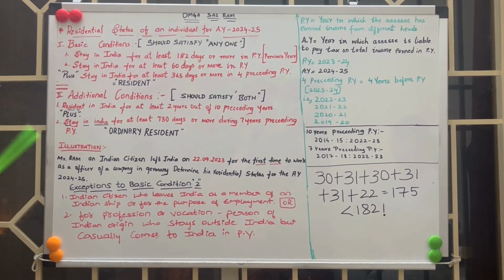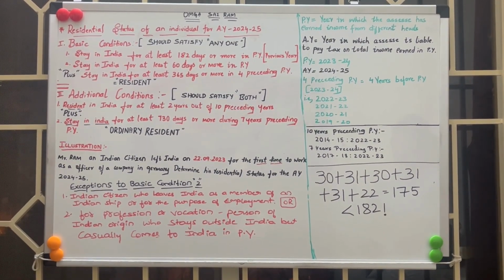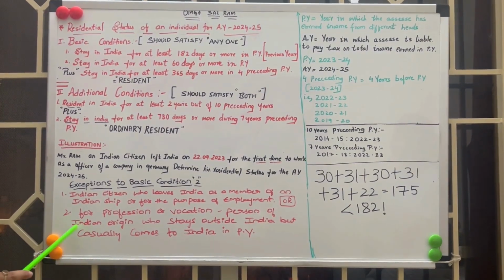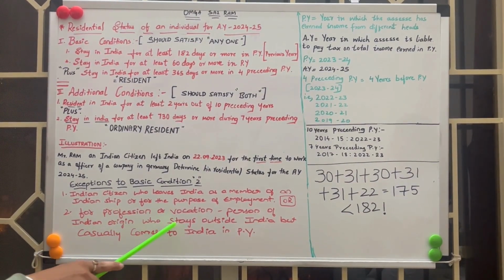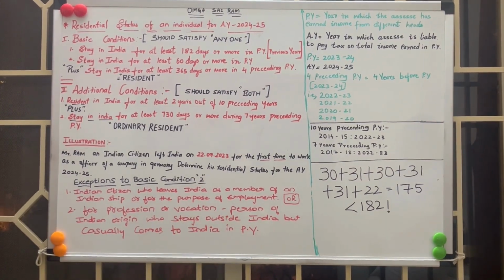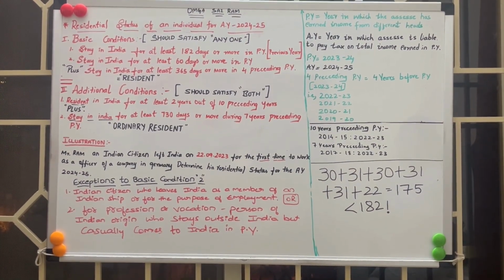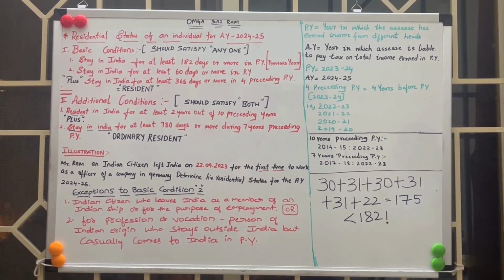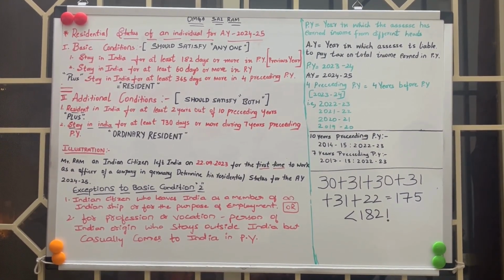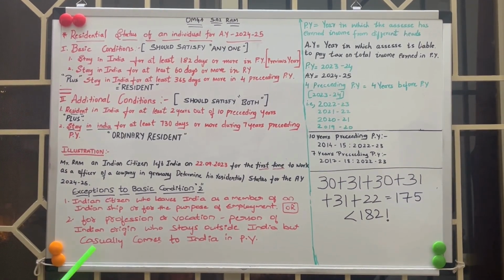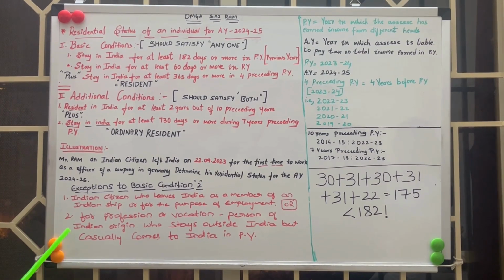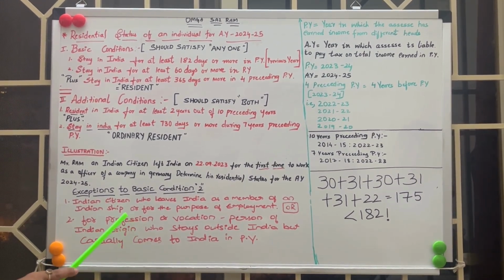Now there are other people to whom the second basic condition is not applicable. That is, if you are a person of Indian origin and you are staying outside India, that is, your grandparents or your ancestors are from India, but they moved out of India after a few years, and as a result you were born outside India and you are casually coming to India in the previous year. That means you will become a person of Indian origin.